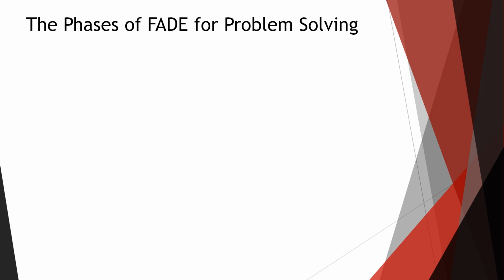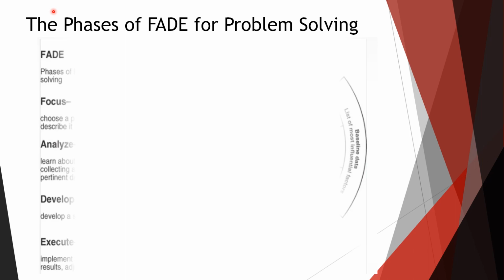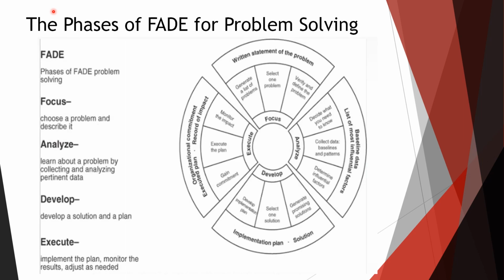Next, we can look at the phases of FADE for problem solving. FADE is focus, analyze, develop, and execute. So that's right here in the middle of this model. Focus is choose a problem and describe it. Analyze, learn about a problem by collecting and analyzing pertinent data. Development is develop a solution to the plan. Execute is implement the plan, monitor the results, adjust as needed.